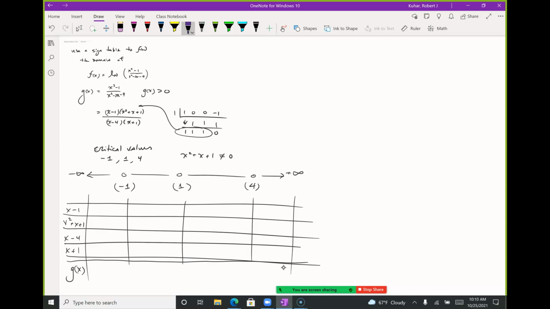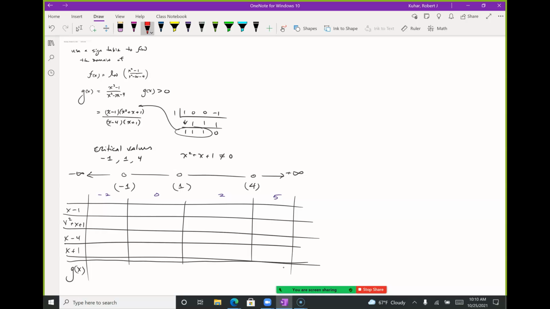I need test values left of, right of, and in between all my criticals. So I'll pick a negative 2, I'll pick a 0, a 2, and a 5. Anything left of negative 1 will work. Anything between negative 1 and 1 will work. Anything... Yes, Joe? My bad.